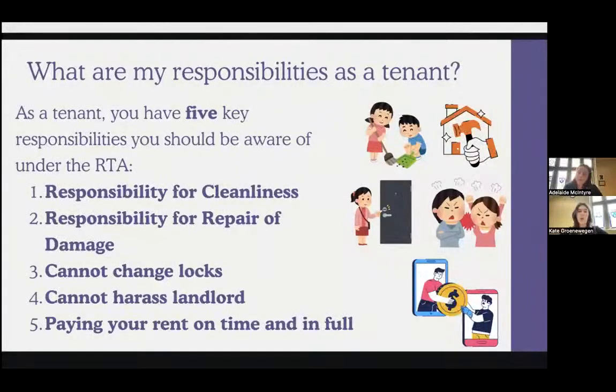You cannot change the locks on your unit without the explicit permission of your landlord, as they need to be able to access your unit for repairs.